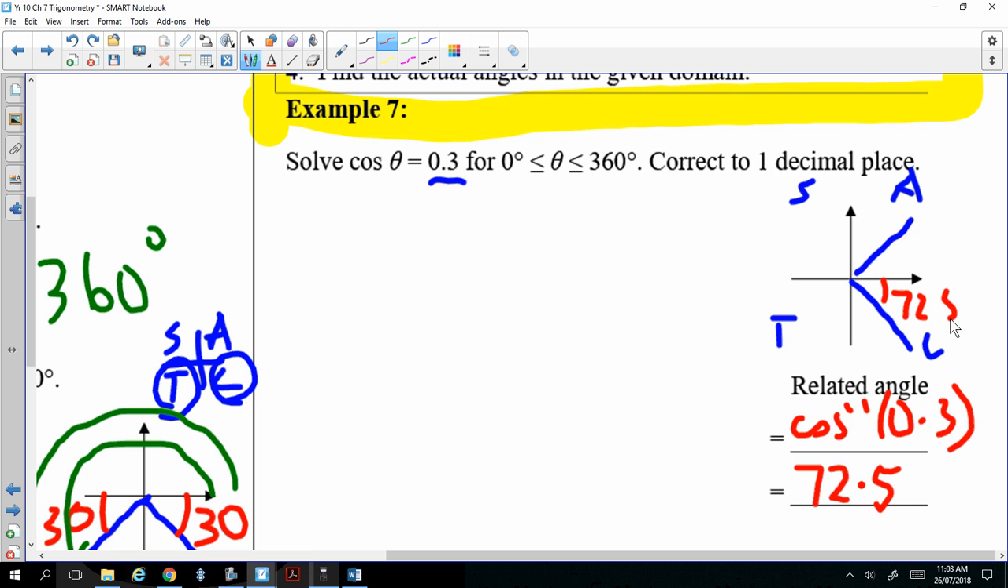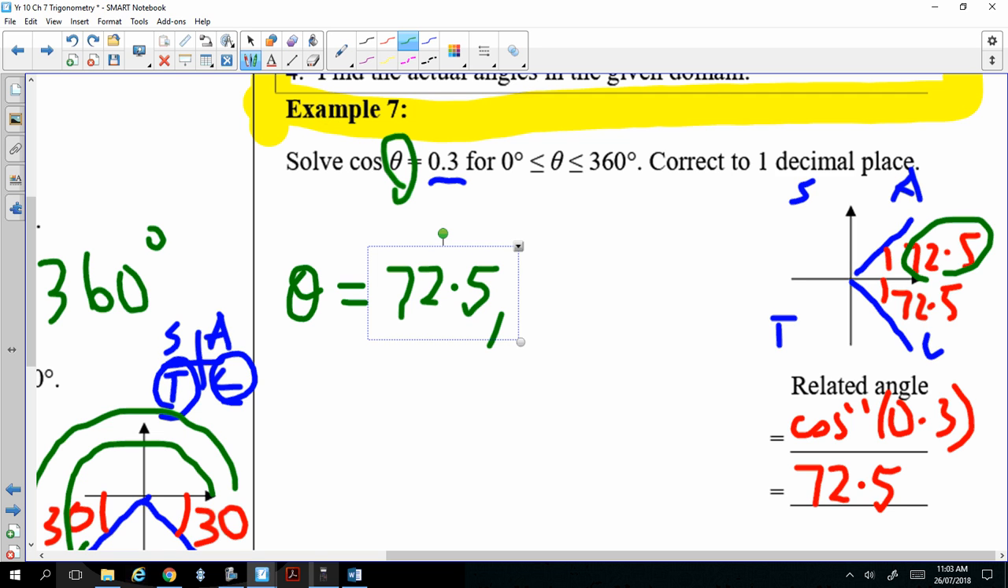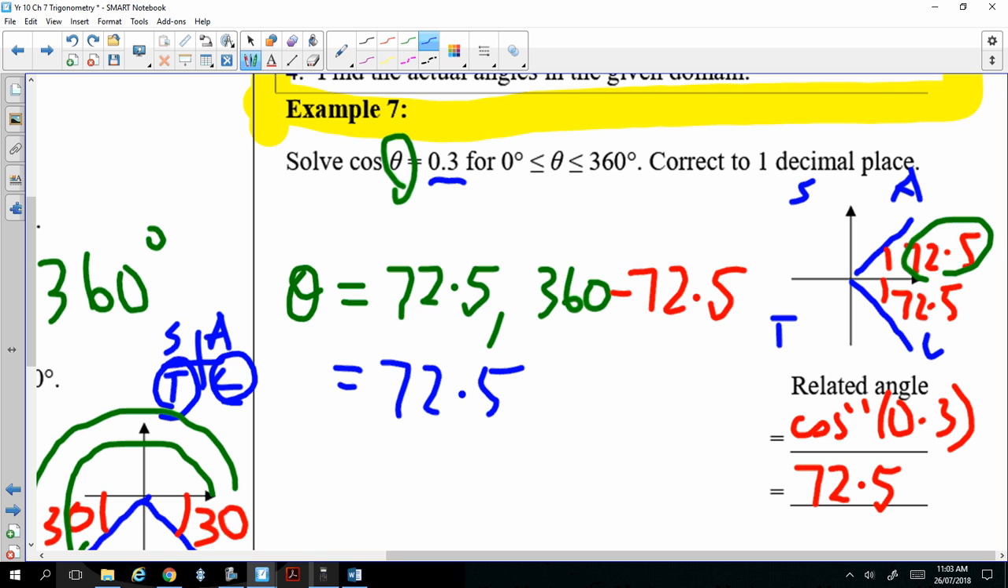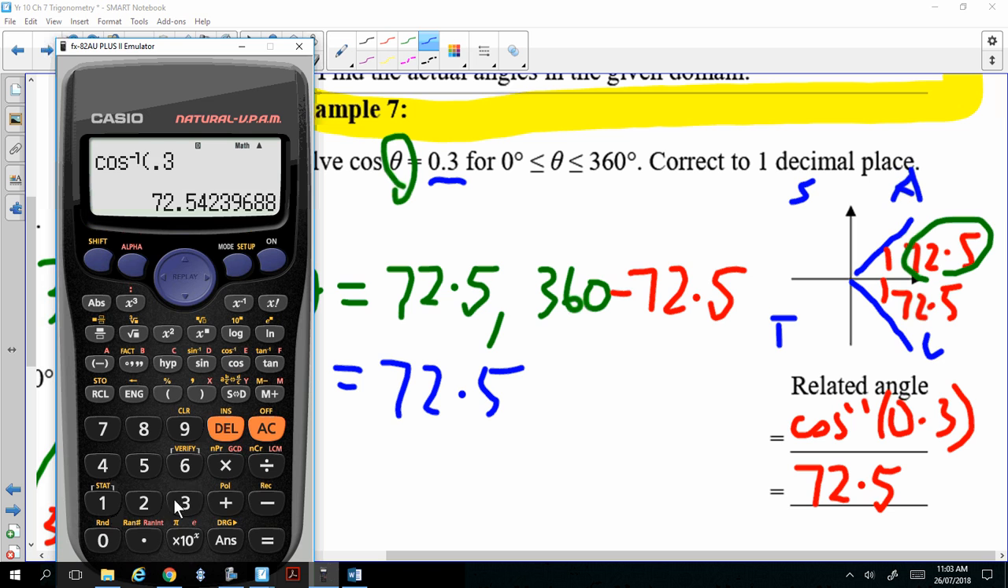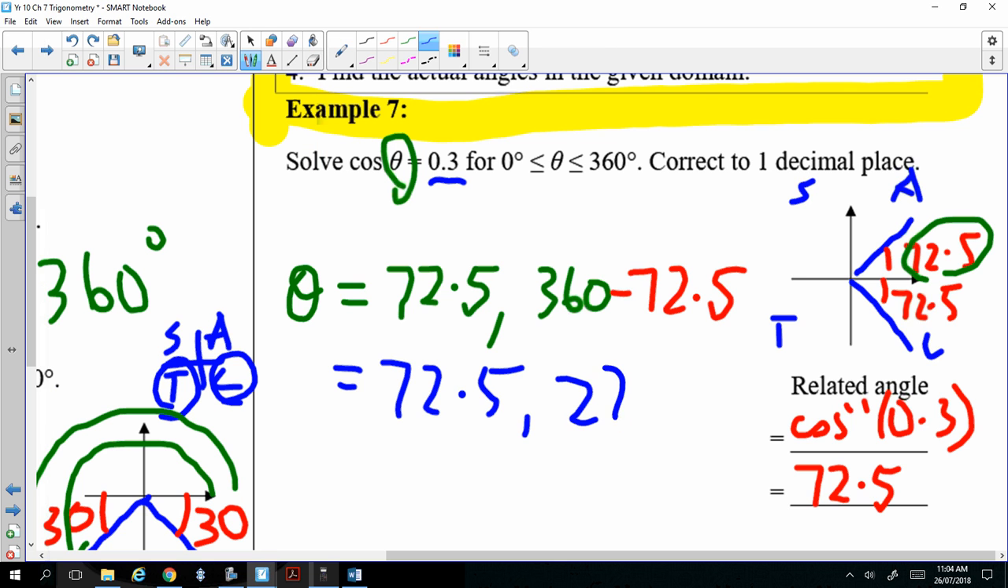Now how do I find the angle theta? Well, in the first quadrant it's just the same as the related angle. But in the fourth quadrant, you have to go 360 subtract the related angle, which means that the answer will be, use a calculator, 360 minus answer, you get 287.5. Alright, so we found the two angles, so it's very, very convenient.